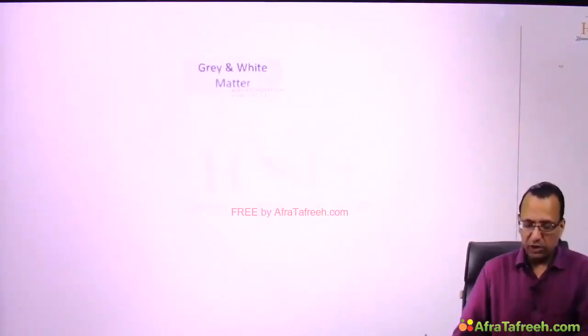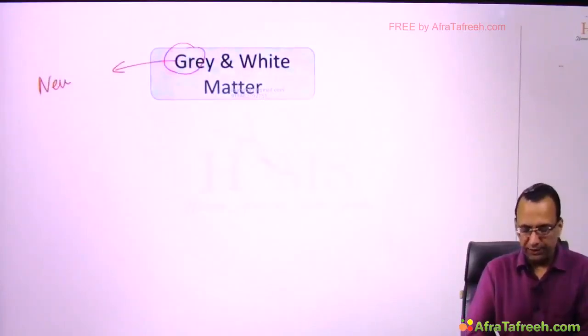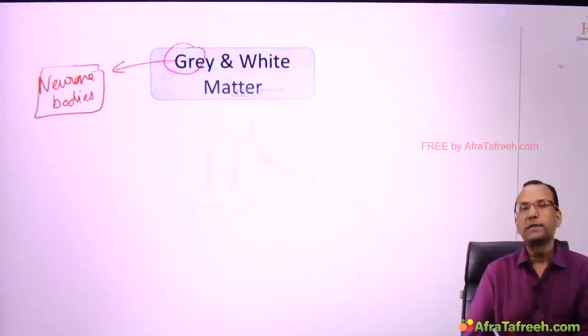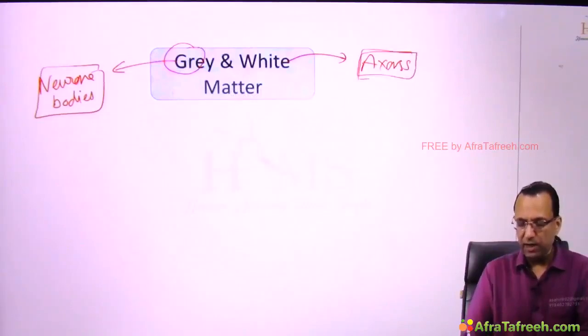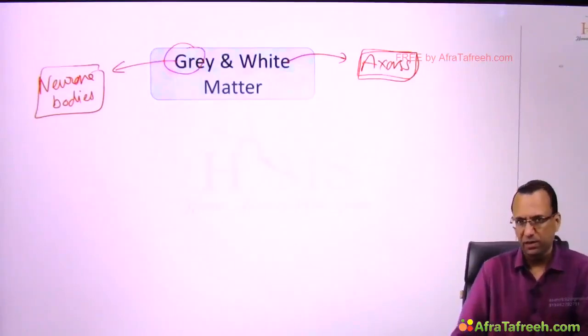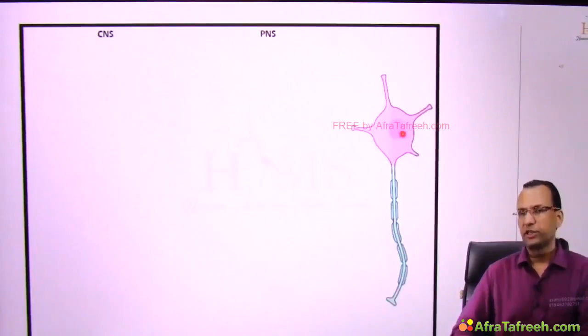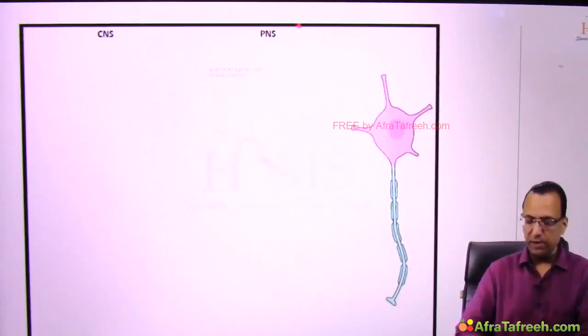Now, as we talk about gray matter, it is a collection of the neuron bodies, which could be in the CNS or PNS, and white matter is a collection of the axons, which could again be in the CNS or PNS. Various terminologies are used which we have to become aware of. When you're talking about a neuron, it will have a neuron body and an axon. If you're collecting the neuron bodies, it will be gray matter. But if you're collecting the axons, it will be white matter, which could be in the CNS or PNS.